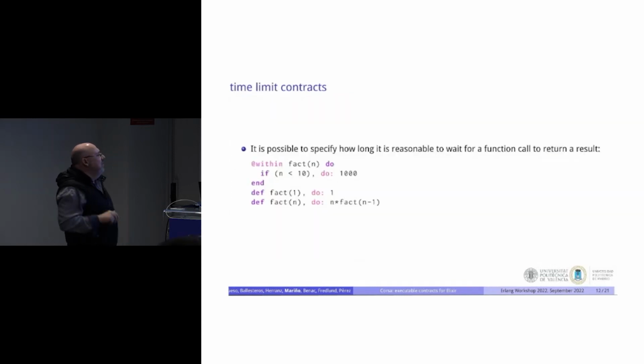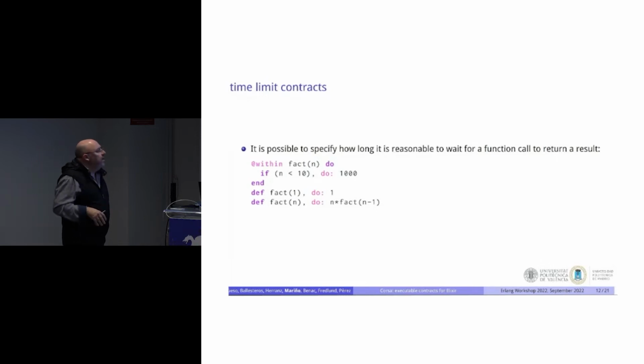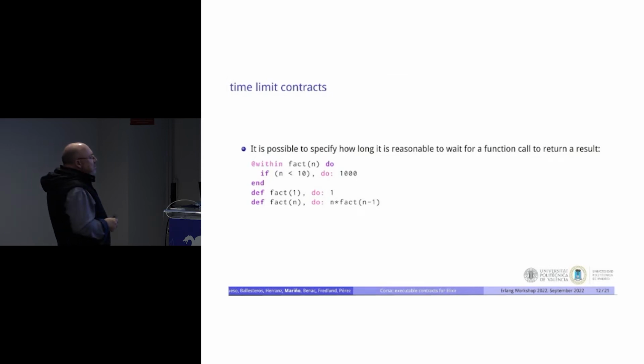Okay, so let's go for some other. I think pre, post, and throws are the core parts of the contract thing. And I'm going to talk about some other contracts that are already implemented and some others that we are in the process of adding to the public version. So one of them is time limits.